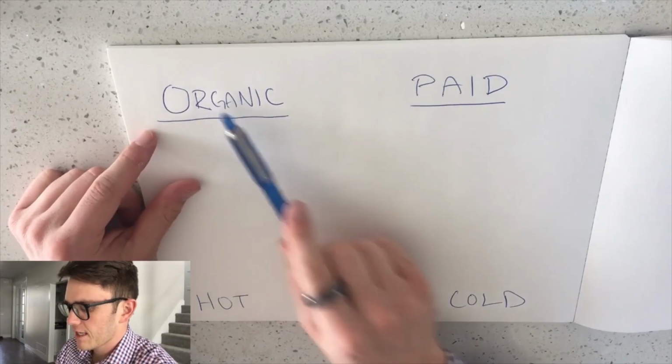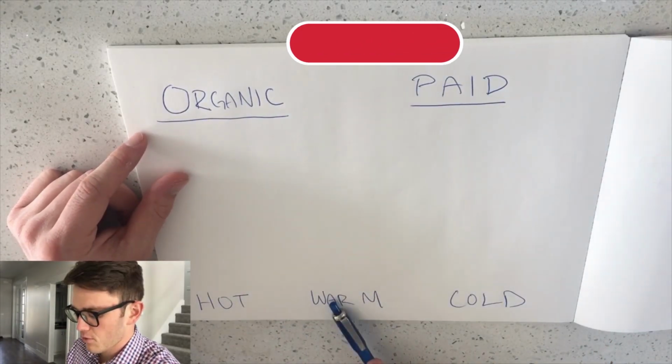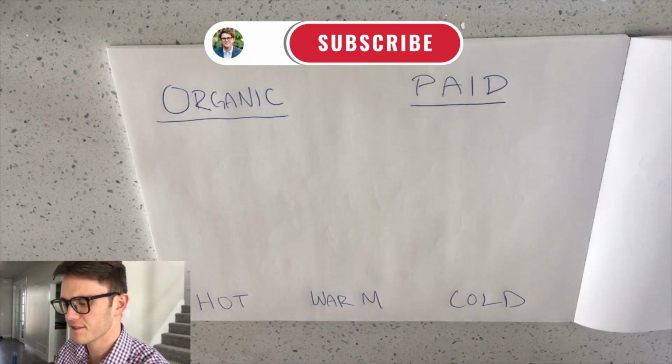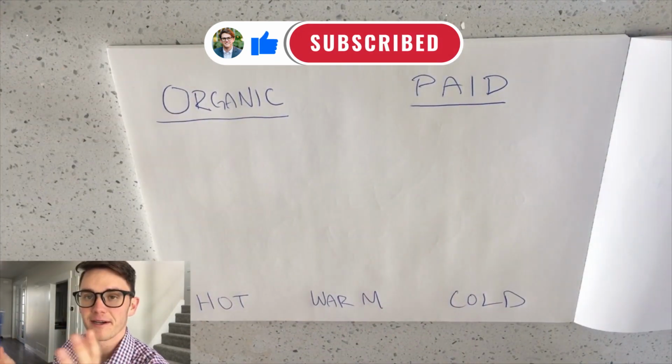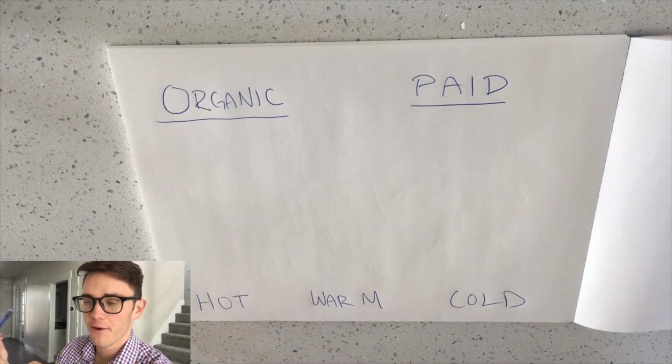So let's look at the notebook here. So we have organic and we have paid, and then we have hot, warm, and cold. So you're probably like, Keaton, what the heck does this mean? Hot, warm, and cold, organic, paid, like what are we talking about? So don't worry, by the end of this video, you'll definitely be able to understand what all of this means.